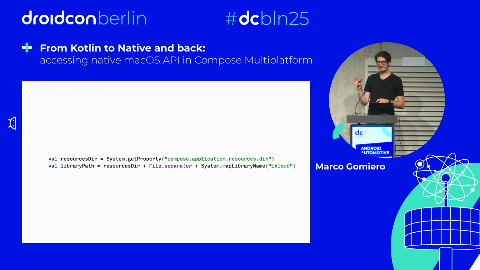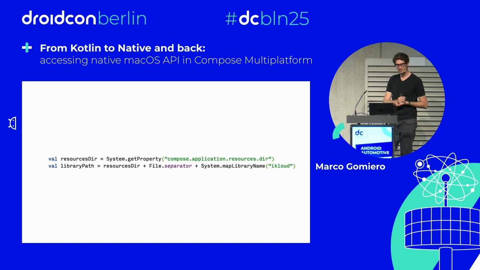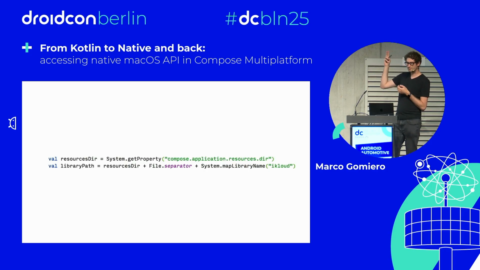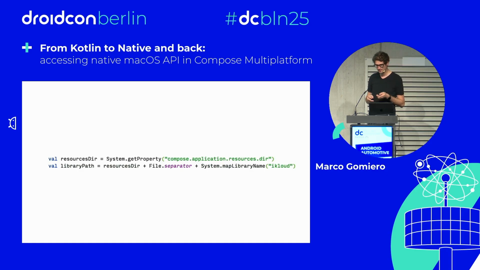And then we can get the name of the library with this method that is map library name, iCloud, and then we pass the name of the library. And this method will automatically resolve the name, which usually will be with a prefix lib. So the final name will be lib iCloud, but to avoid typos, there's this method, so we can use it and we can profit from that.